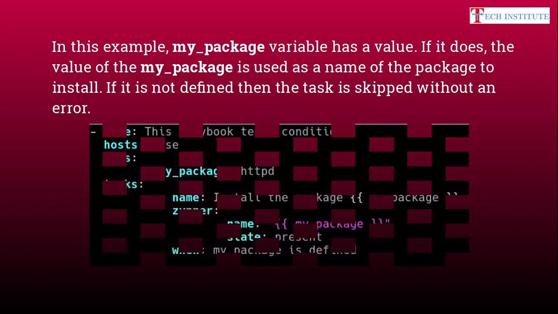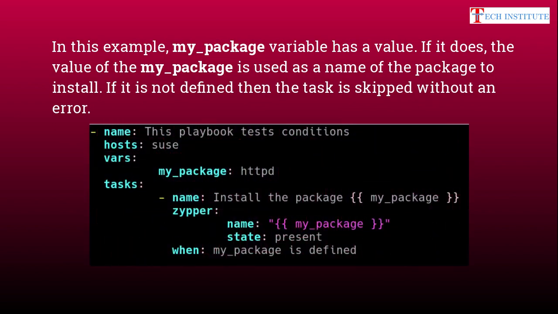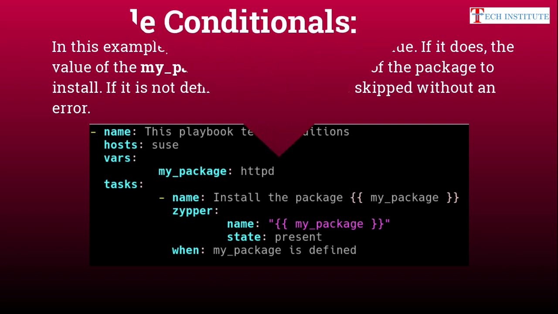So like in this example you can see there is a variable called my package. Now here the when statement is checking whether my package is defined or not. So that means if you have not defined any package name in my package, your zypper module or task will not run and it will not install any package. But when you define it, like in this example you can see I have defined httpd, that's the package name. So it will go ahead and take that package name and install it on your managed host. So like this you can also check for conditions.